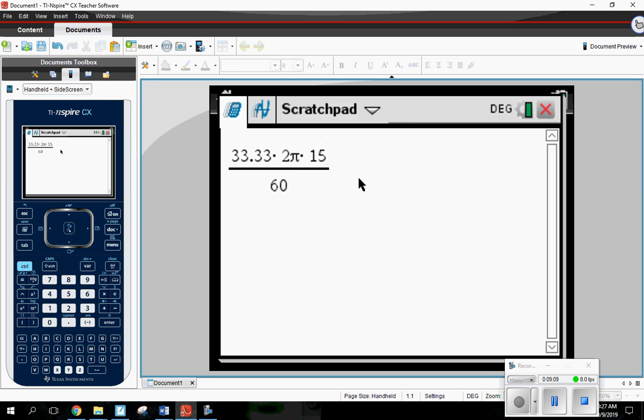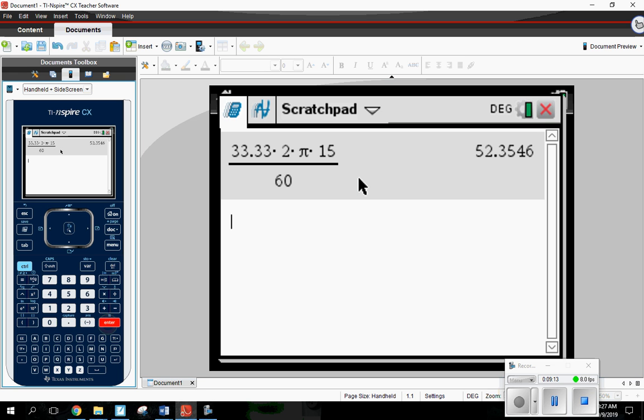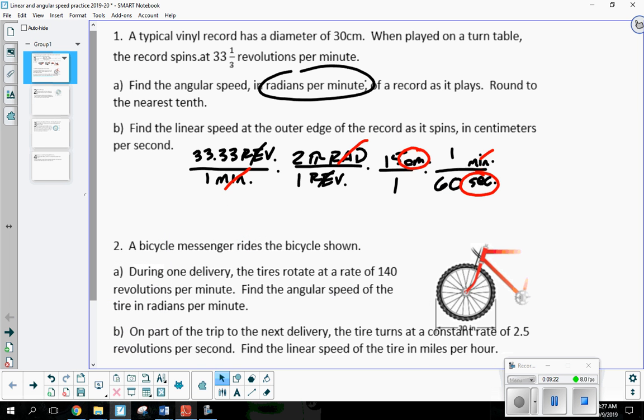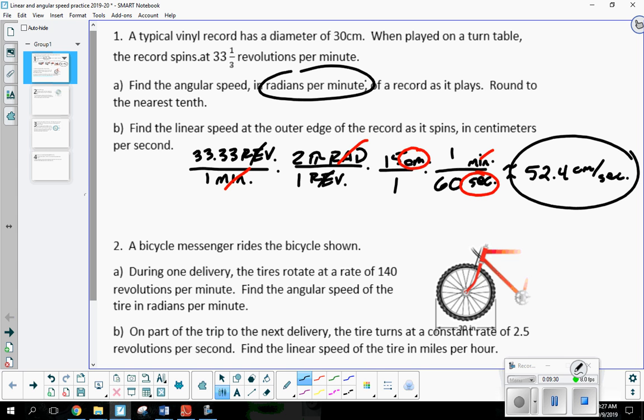Okay. So what should I get when I push enter? Okay. So let's say this is rotating at a speed of 52.4 what? There we go. So about 52.4 centimeters per second. There you go.